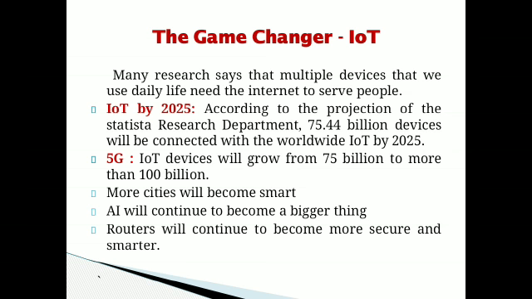More cities will definitely become smart. AI, artificial intelligence, will continue to become a bigger thing. Smart home hubs, lighting systems, and even coffee makers will collect data on your habits and the pattern of your usage. Routers will continue to become more secure and smarter.